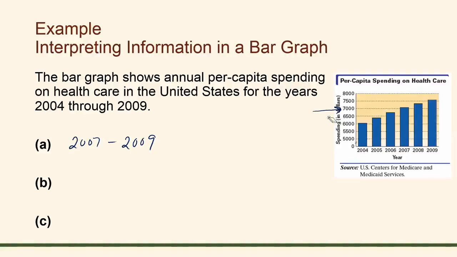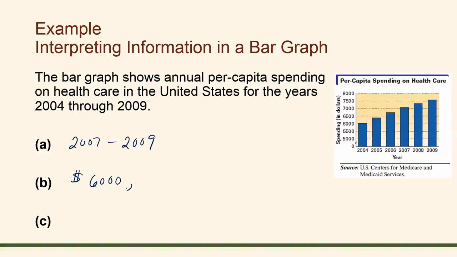Part B. Estimate per capita health care spending in 2004 and in 2008. So looking at the 2004 bar, we can see, again estimating, that it's at the $6,000 mark. So in 2004 we're estimating about $6,000.